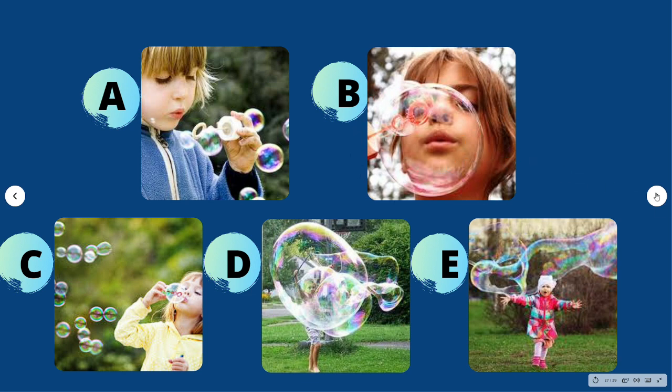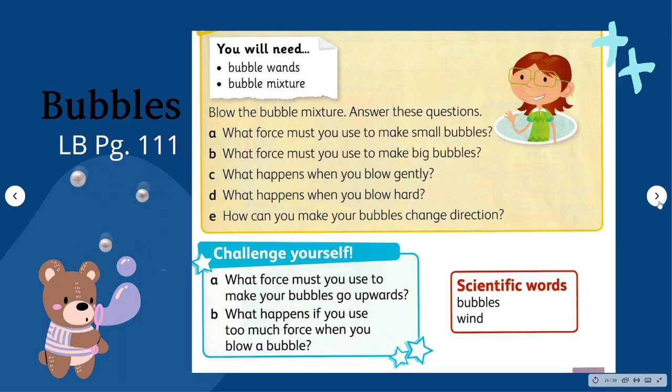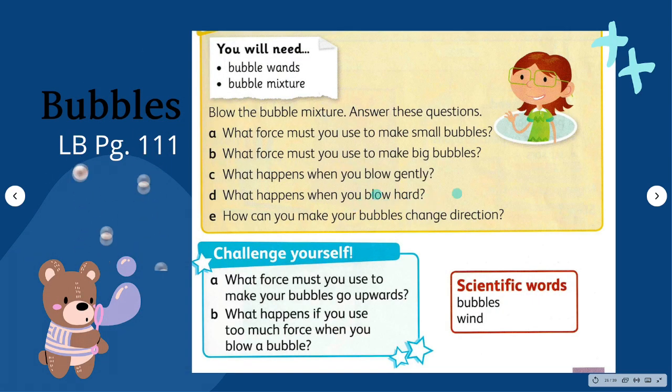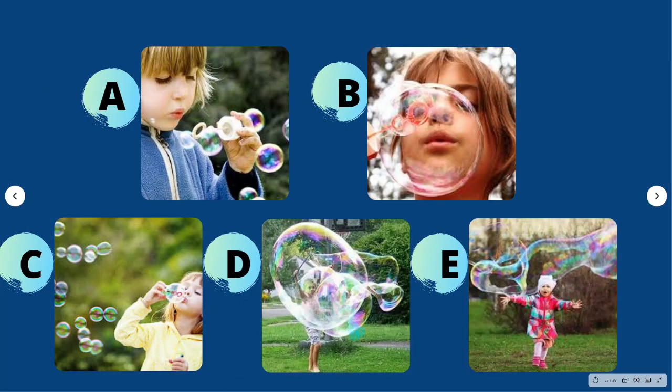What happens when you blow gently? The bubble is smaller or gets bigger more slowly. As you can see in this picture, smaller, then becoming big. Then what happens when you blow hard? So the bubble gets bigger quickly and it might burst. So try not to blow harder, okay? So enjoy first that big size of the bubble.